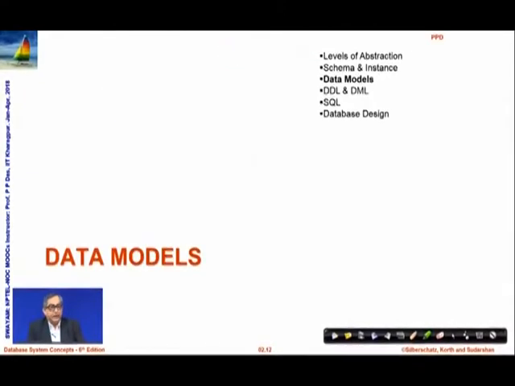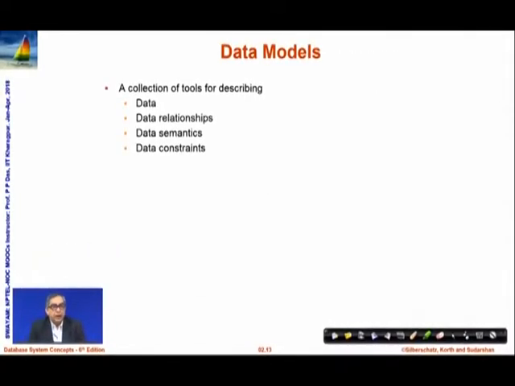So, next is data models. Data models are a collection of tools that describe the data, because we are talking about a database system. So, certainly the main focus here is to be able to model the data, to represent the data. That talks about relationships between data, the meaning of the data or semantics, and data constraints. For example, we just referred to account balance in the account schema and the instance. Now, the question is, can the account balance be negative? The answer is yes or no.